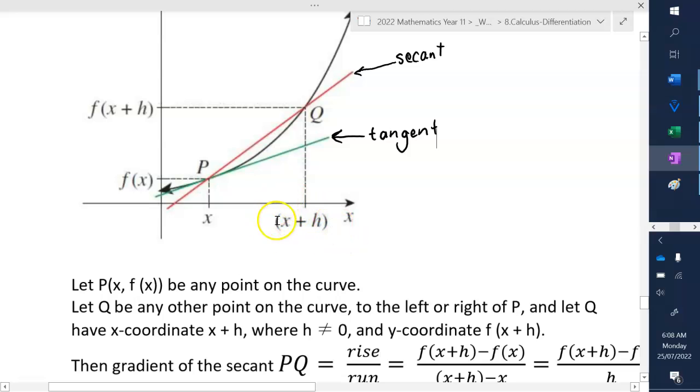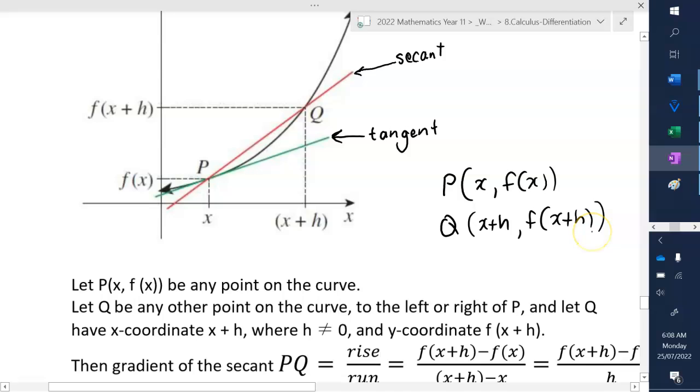And then if that x plus h is substituted into our function, we get f of x plus h. So our point Q has the coordinates x plus h and f of x plus h. We might pop those 2 points down there for us. So P is x and f of x, and Q is x plus h and f of x plus h. That's how we're going to define it, just 2 points on the curve.